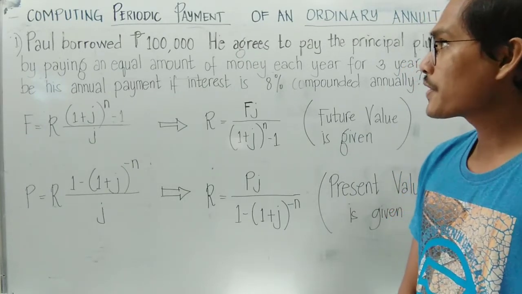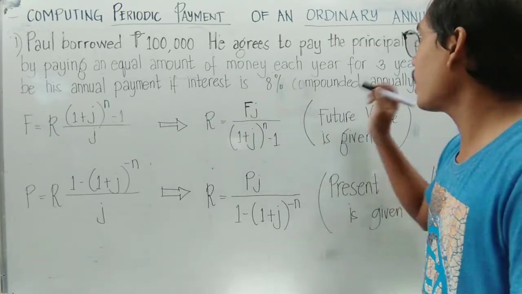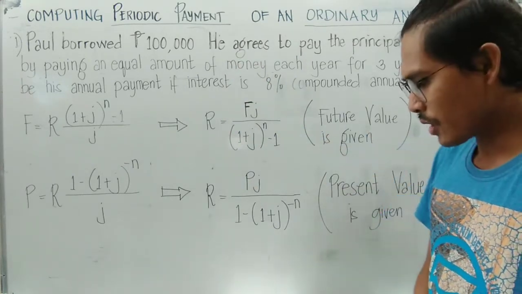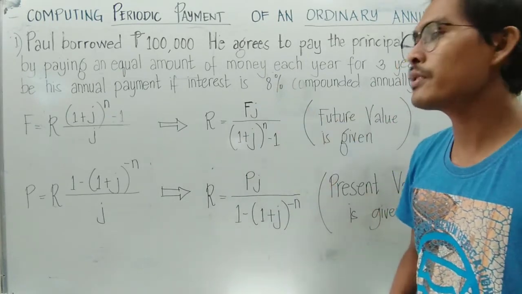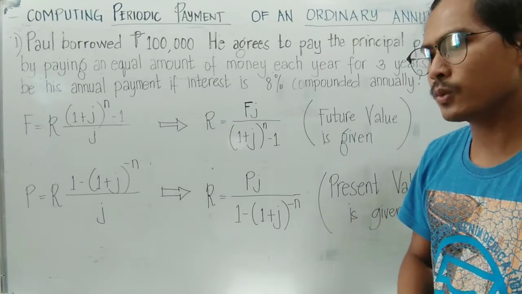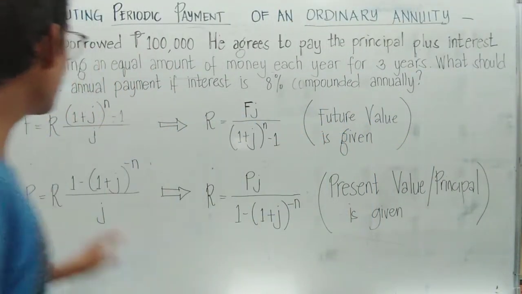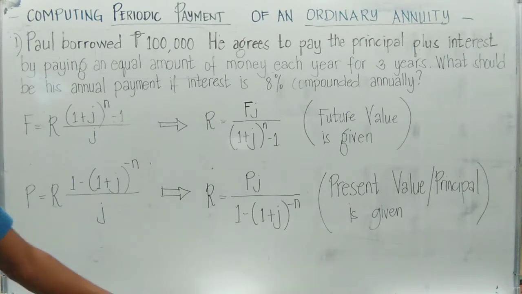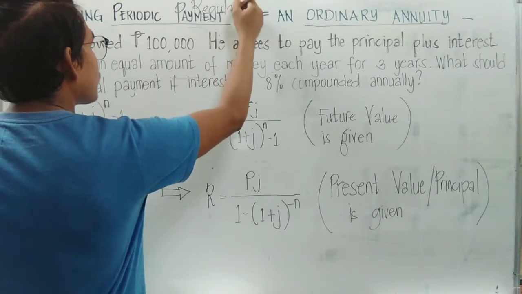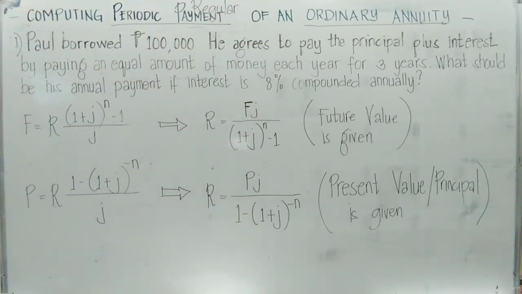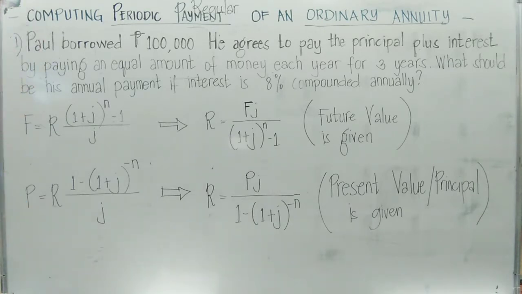So this time our video will be about computing your periodic payment of an ordinary annuity. To get the definition of your ordinary annuity and the definition of your periodic payments, please watch my other videos about annuity. But this time we will be computing your periodic payment. So periodic payment is also known as your regular payment. Okay? The regular payment.